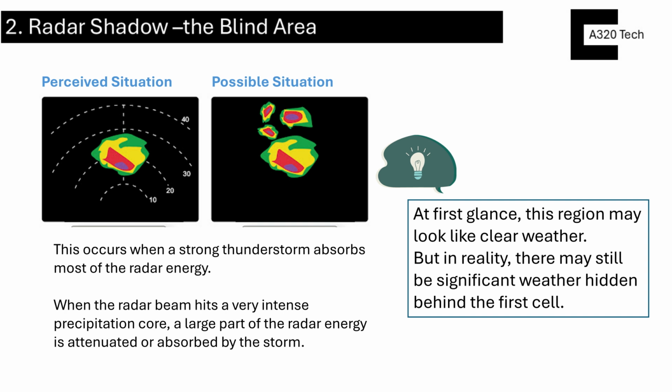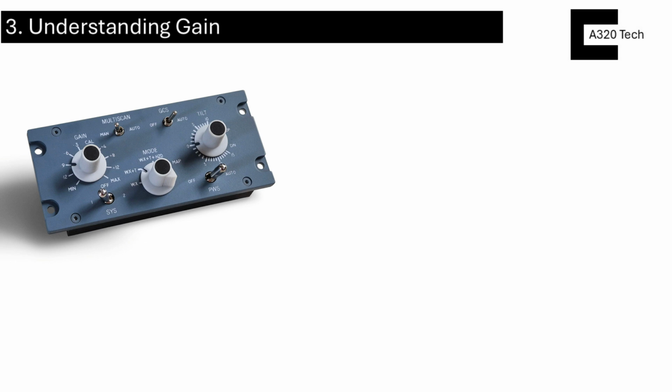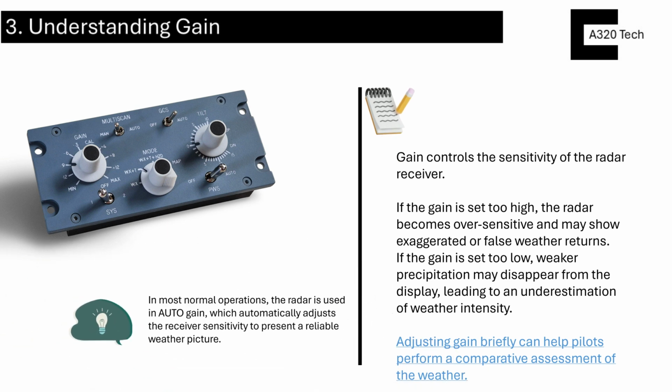You can see the image on the screen, which illustrates how a hidden weather area may exist behind a strong thunderstorm. This helps visualize the potential threat that may not be immediately visible on the radar display, even though the area may appear clear. Next point is understanding radar gain. Gain controls the sensitivity of the radar receiver. In most normal operations, the radar is used in auto gain, which automatically adjusts the receiver sensitivity to present a reliable weather picture.